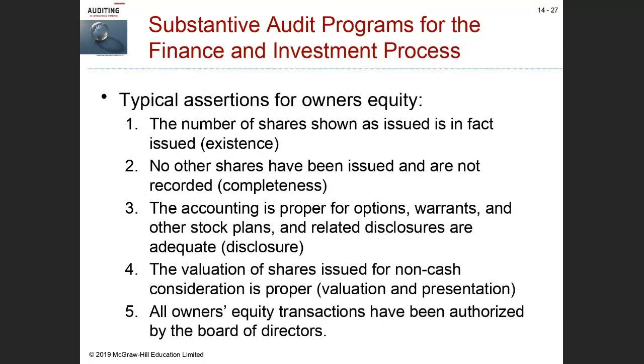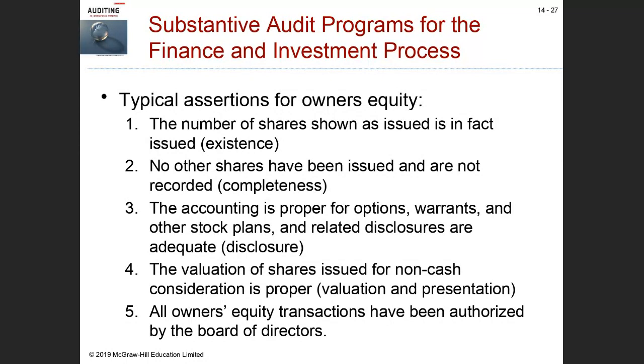Okay, so let's move into talking about some of the substantive audit procedures that auditors do in the finance and investment cycle. And so in the text, this starts on page 637. So with respect to owner's equity or shareholder equity in a financial statement, what are the assertions that are made by management? The number of shares shown as issued are in fact issued. Right? So if the company says we have 20 million common shares issued and outstanding, do those numbers actually exist? Are they actually issued and outstanding?